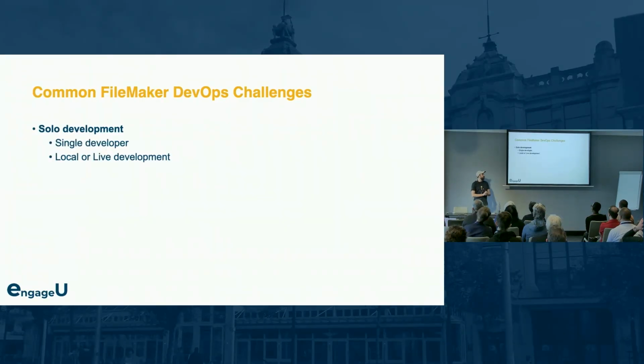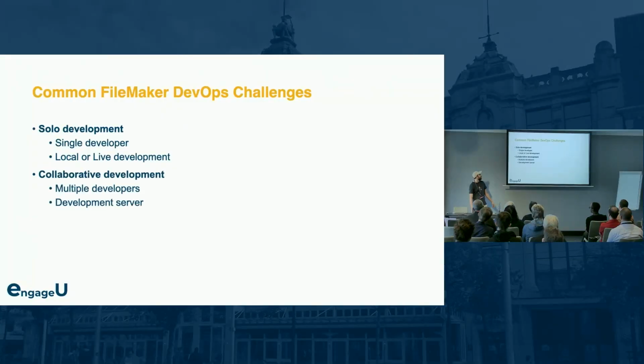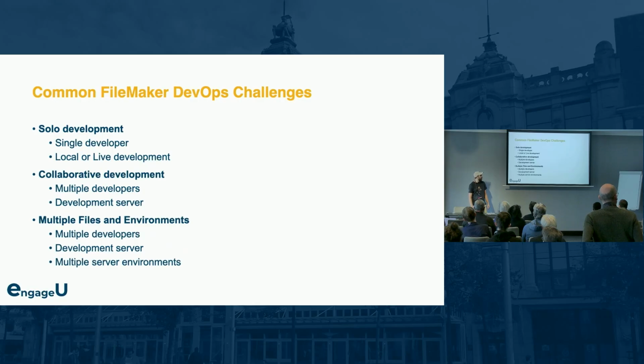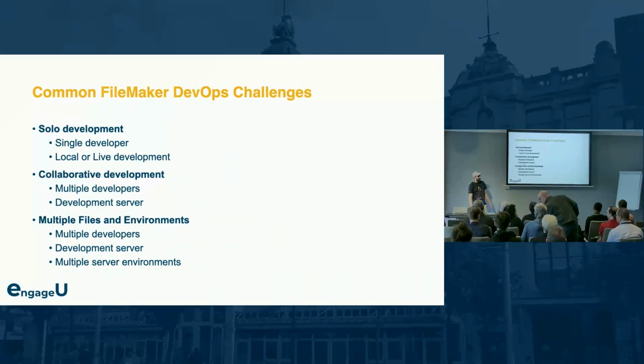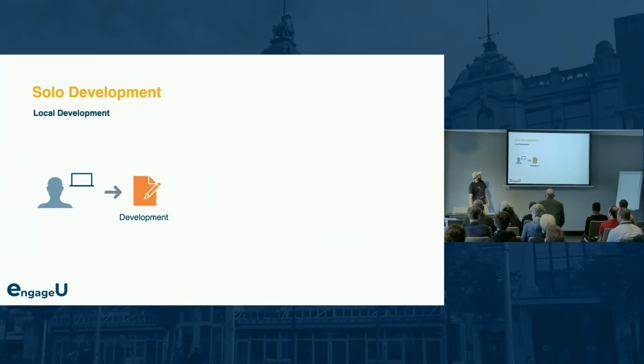So if we go into the first scenario here, where we look at solo development. In this scenario, we are a single developer, and we could do either local or live development. Collaborative development means that we have multiple developers working on the same file. You may even have a development server established. And in the more advanced scenario, you may have multiple files, multiple environments. Yeah. So in this first scenario, imagine you are a solo developer.